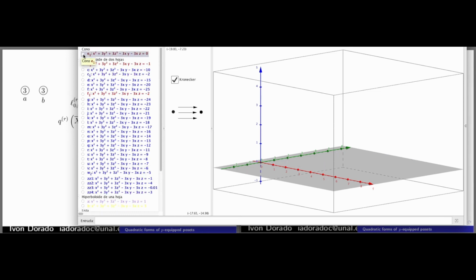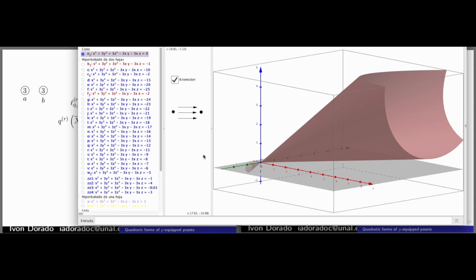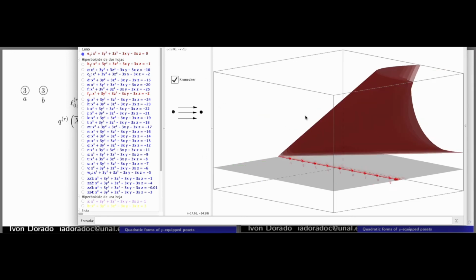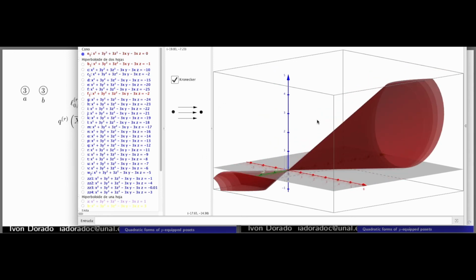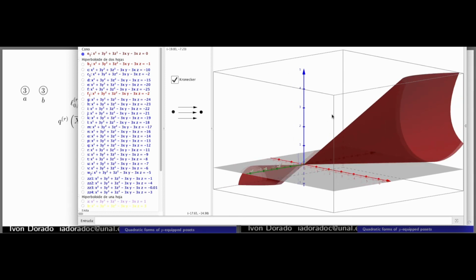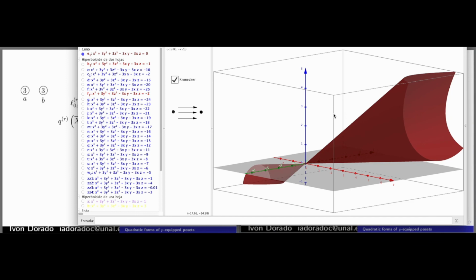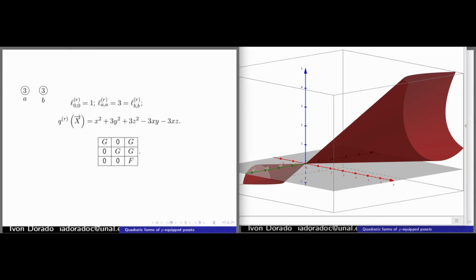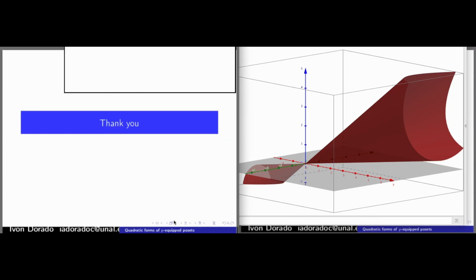But if we choose the quadratic form equal to 0, we have this cone. So when we want to study the moduli space of this representation category, maybe we will have to consider the geometry of this cone here. Now, in this way, we have this visual help to study our categories of representations.